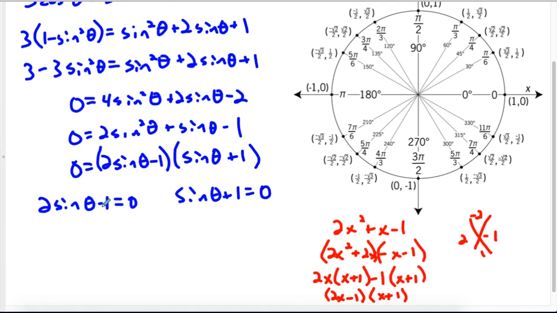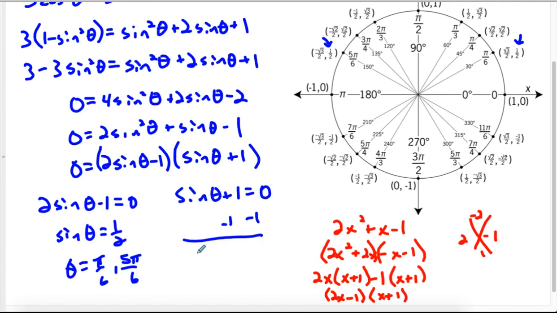And solve. Here I would add 1 and divide by 2. So we'll get sine of theta equals 1/2 on the unit circle. That occurs here and here. So here I would get theta equals pi over 6 and 5 pi over 6. Then for the second part, subtract the 1 over. We'll get sine of theta equals -1. Well, that occurs here at 3 pi over 2.